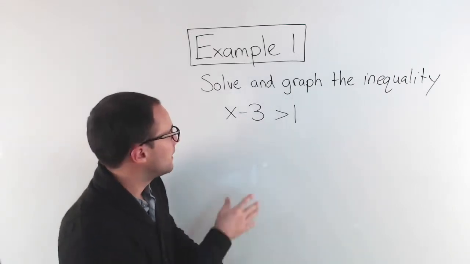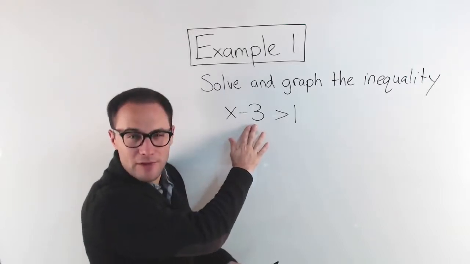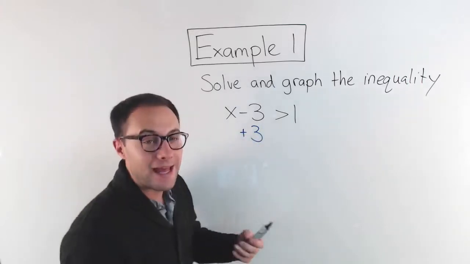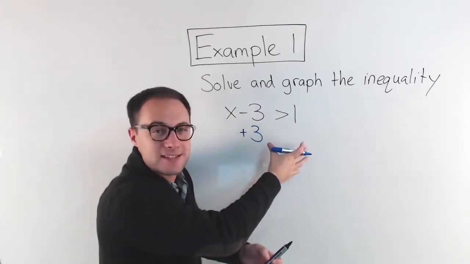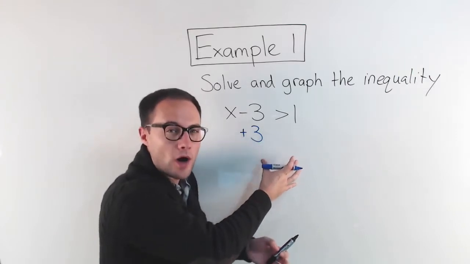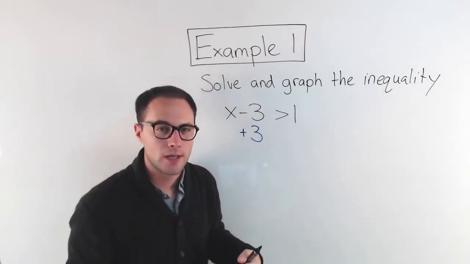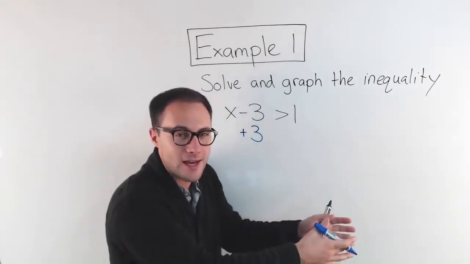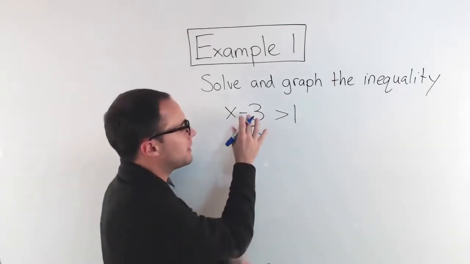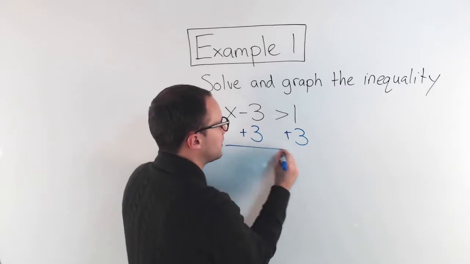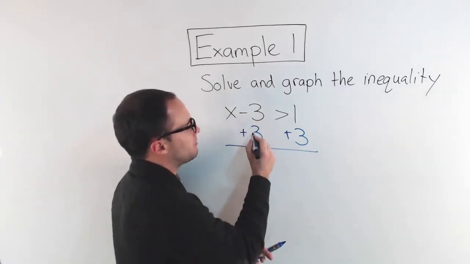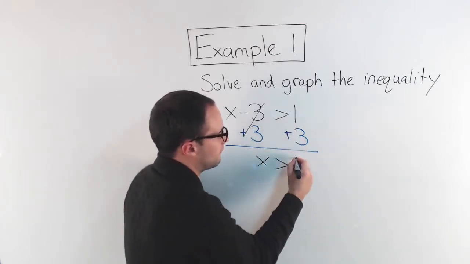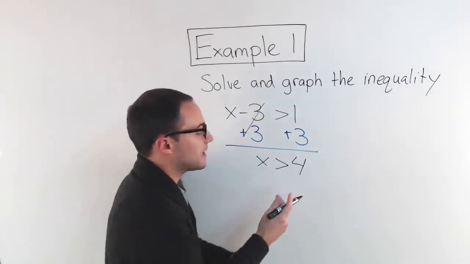So to do that, in this situation, I've got x minus 3. I need to get rid of that minus 3. So just like we do with an equation, I'm going to add 3. And like I just showed you, if I add the same thing to both sides of the inequality, it will stay true. So kind of like the golden rule with solving equations, anything I do to one side, I have to do to the other. So if I add 3 here, I also add 3 on the other side. That minus 3 and plus 3 cancel out, become 0. So I just have x is greater than 4. Okay, that is my solution.